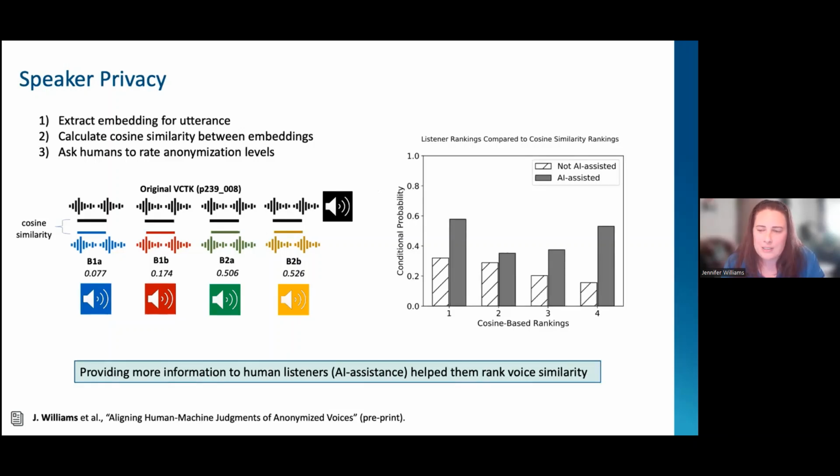Okay, so that's a sentence. What we want to do is make that speaker sound not like that speaker. And we have different baselines here, B1A, B1B, B2A, B2B, and those correspond to baselines in the voice privacy challenge. So we want to get that speaker to sound like someone else, while still preserving other characteristics like the content and the prosody and things like that. So let's listen to how these baselines have anonymized the voice.